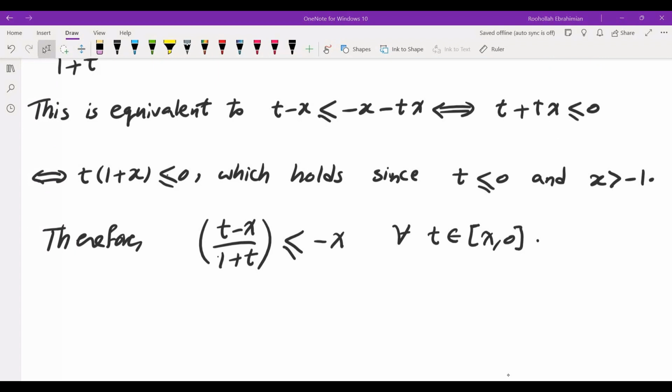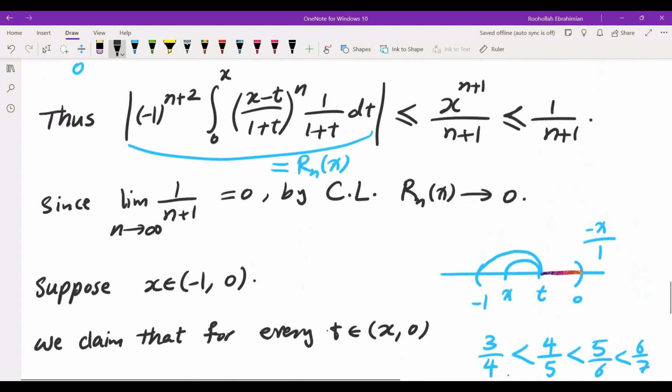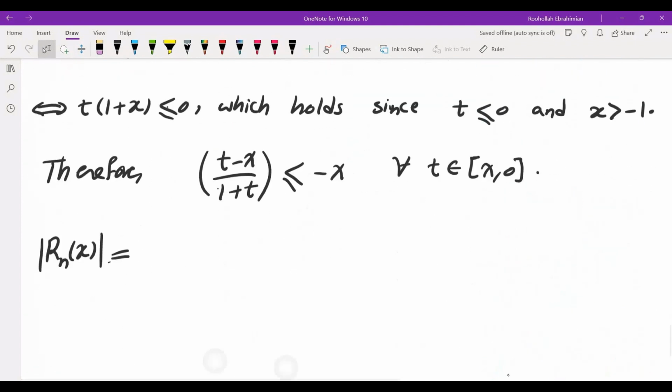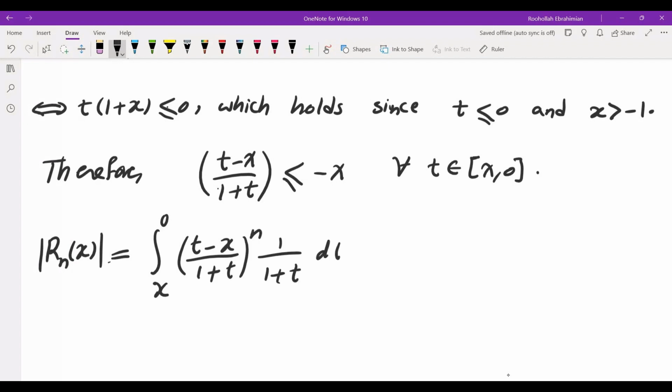So then if you look at the remainder Rn of x, the absolute value of Rn of x is equal to, so if we go back and see what we had, the negative 1 to the power of n plus 1 can be dropped, so we get integral from 0 to x. In fact, since x is smaller, I'm going to put the x at the bottom, and then (t minus x) over (1 plus t) to the power of n, and then 1 over 1 plus t dt. So this is the absolute value of Rn of x. There's a negative 1 to the power of n plus 2 that I can drop.